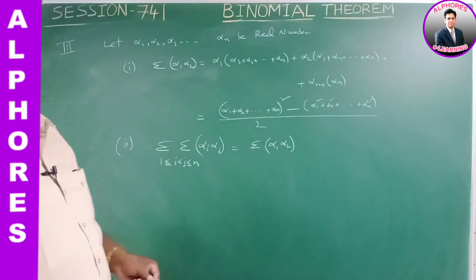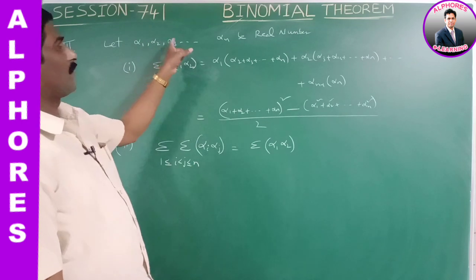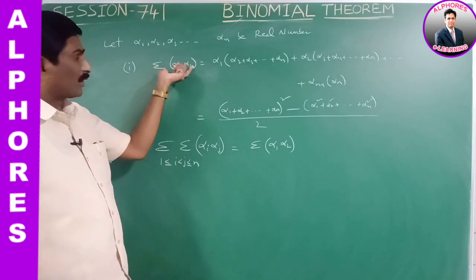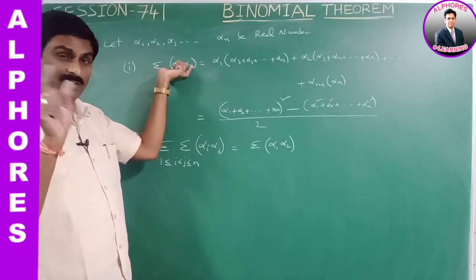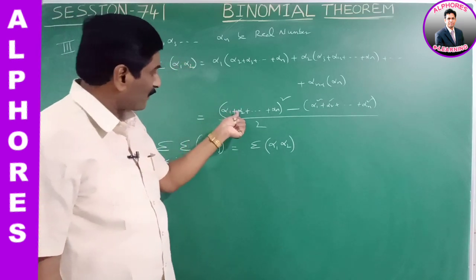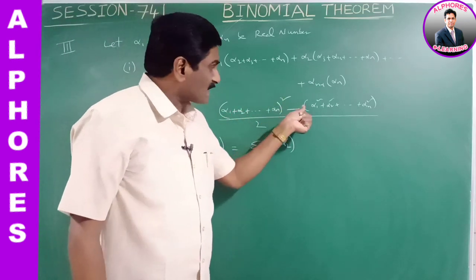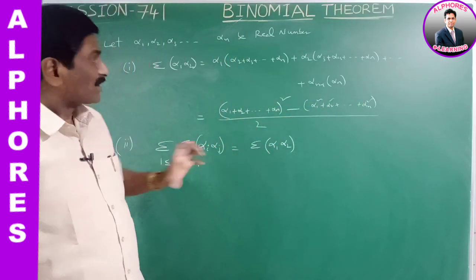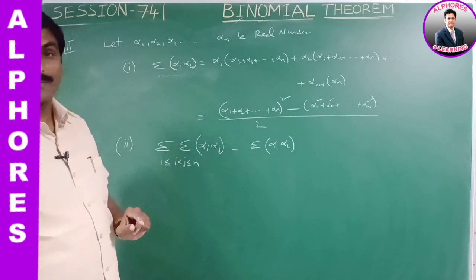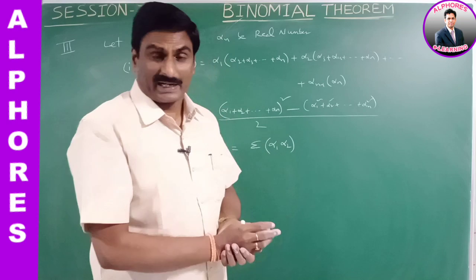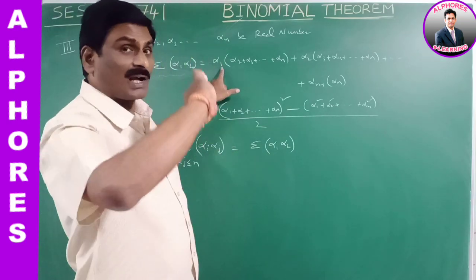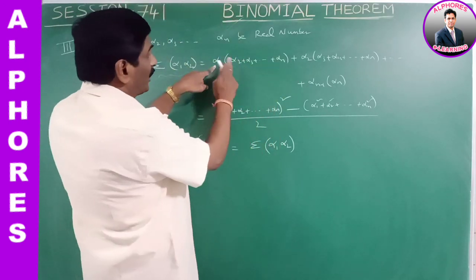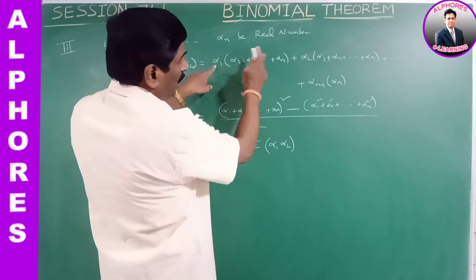Next, please write the fourth one. Let alpha 1, alpha 2, alpha 3, and so on, alpha n be real numbers. Then sigma alpha 1 alpha 2, already we know about this value. Sigma alpha 1 alpha 2 means the sum of the products of the values taken two at a time. That value is nothing but (alpha 1 plus alpha 2 plus so on alpha n) whole square, minus (alpha 1 square plus alpha 2 square plus so on alpha n square), divided by 2. Actually, what is this expansion? It is nothing but the sum of the products of the values taken two at a time. That means alpha 1 into the sum of the others, alpha 1 into (alpha 2 plus alpha 3 plus so on alpha n). That means alpha 1 alpha 2, alpha 1 alpha 3, alpha 1 alpha 4, and so on up to alpha 1 alpha n.